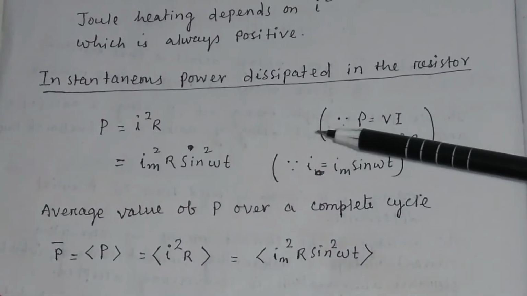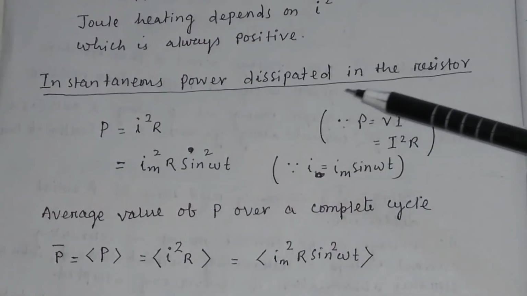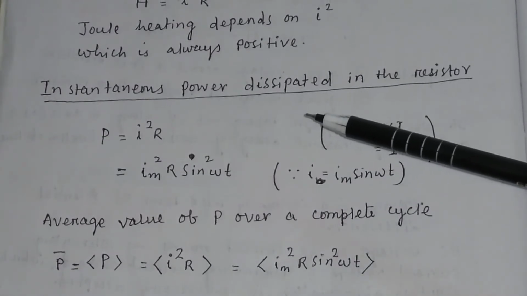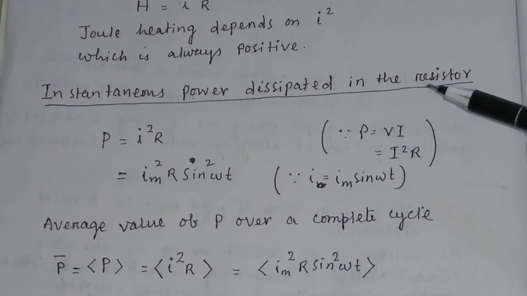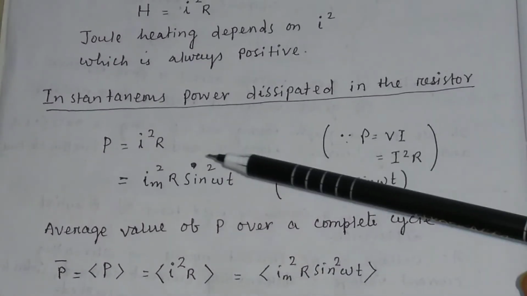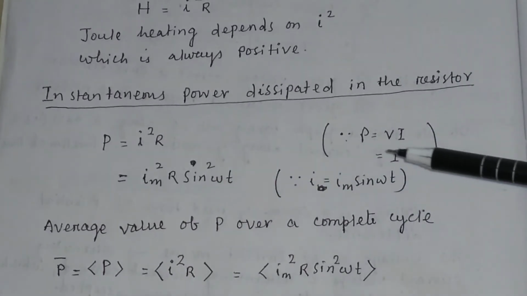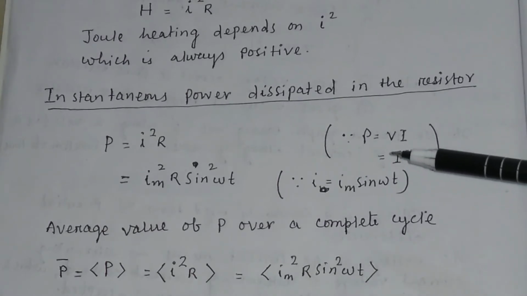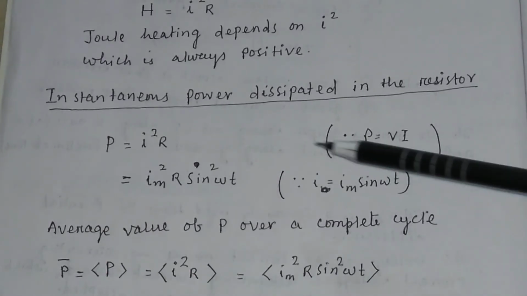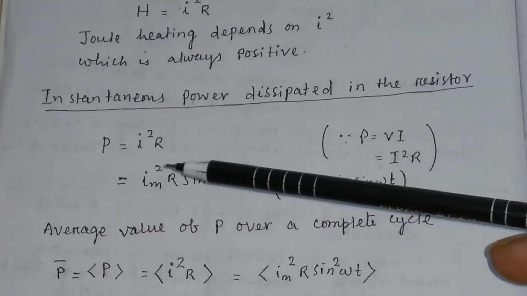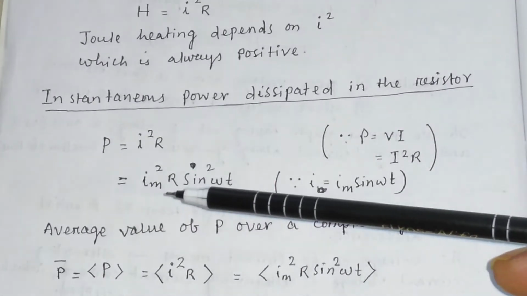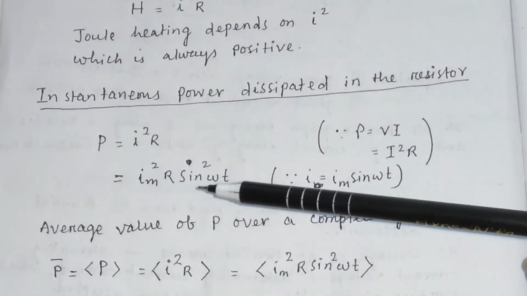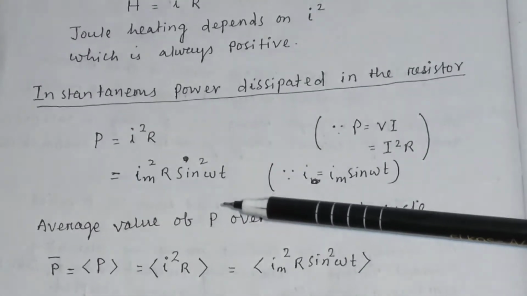Now let us find out the instantaneous power dissipated in the resistor. What is the expression for the instantaneous power dissipated in the resistor? We know from the DC power that power P is the product of potential and current. In terms of current, power is equal to I square into R. So P is equal to I square into R. But in case of AC current, I equal to Im sin omega t. So I square will be equal to Im square into R sin square omega t.